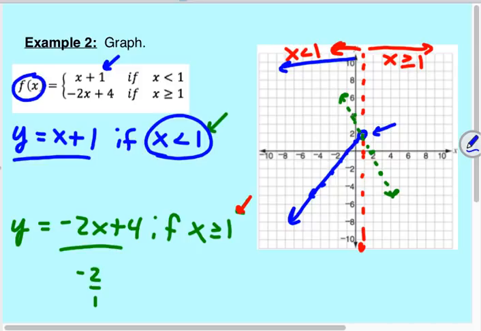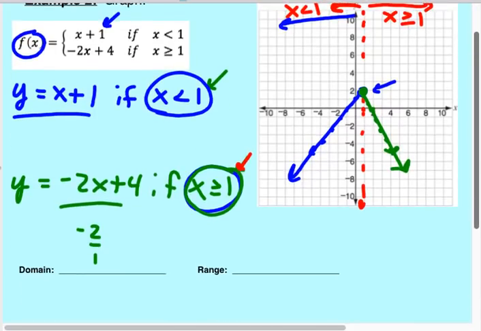Now, our constraint here is we want all the values greater than or equal to 1. Well, it's right on that constraint line, I guess you'd call it. We don't want the values less than. We want the greater than. And 1 is part of the solution, it's part of the graph, so I'm going to color that in now. And that's what our graph would look like. The blue graph had an open end, and the green graph, it's filled in because it's greater than or equal to. So let's go down here, domain and range.